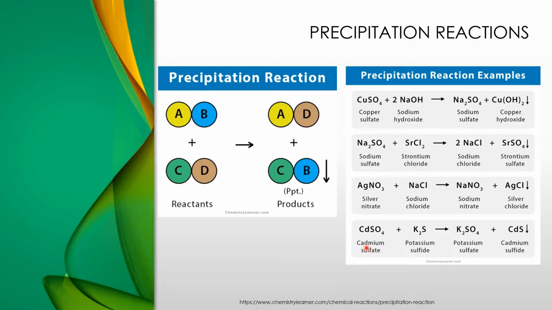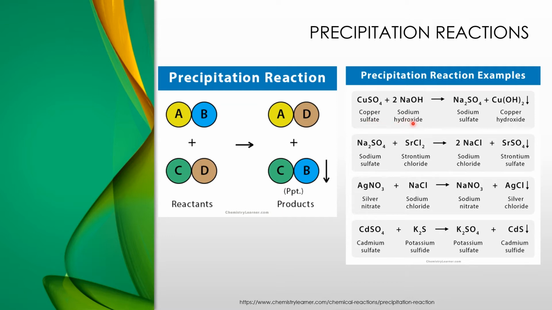Let's get into it. So for a precipitation reaction, we generally start with two reactants and we end up with two products. A, B, C, and D are almost always, in this particular type of reaction, different kinds of ions that are able to swap with each other. So if you look at this example over here, we'd have copper sulfate and sodium hydroxide reacting with each other. They could be AB and CD respectively.